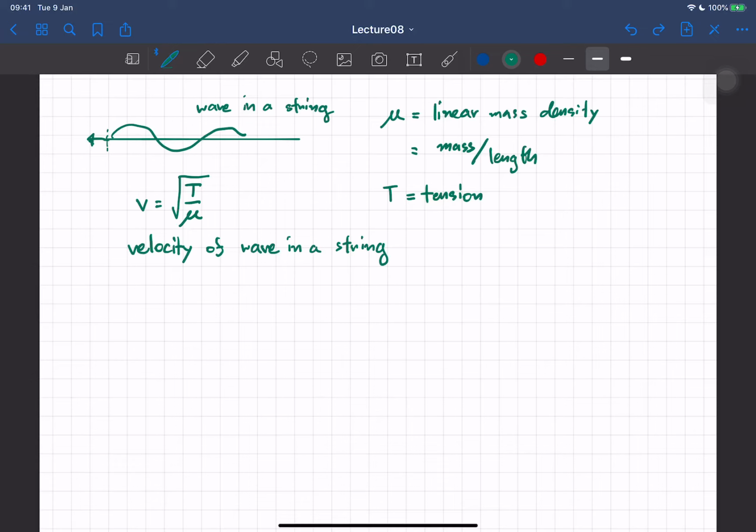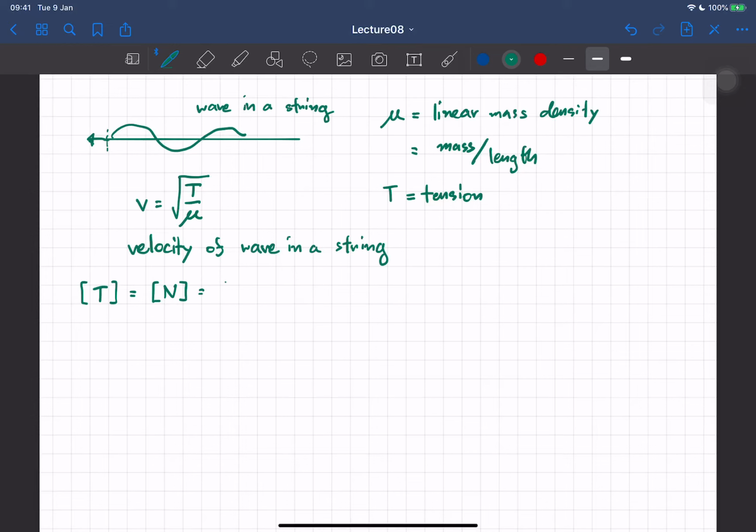So let's say T is in Newtons. I probably did this earlier. I use the square bracket to indicate that it's a unit. So the unit of T is Newton.